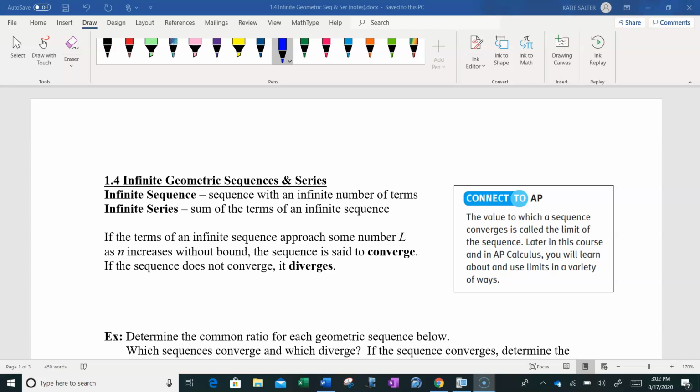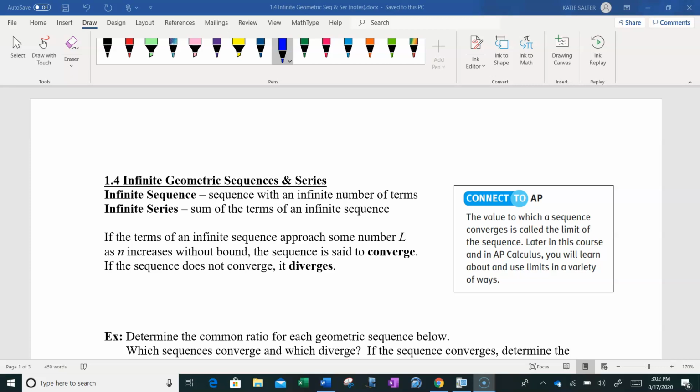In some cases, we will have an infinite sequence where, as you look at the terms as they go on for a long time, they approach some number L. So if you see that the sequence seems to be closing in on a specific number, we say that sequence converges. And whatever that number is, the sequence converges to L. If the sequence does not converge, it diverges.